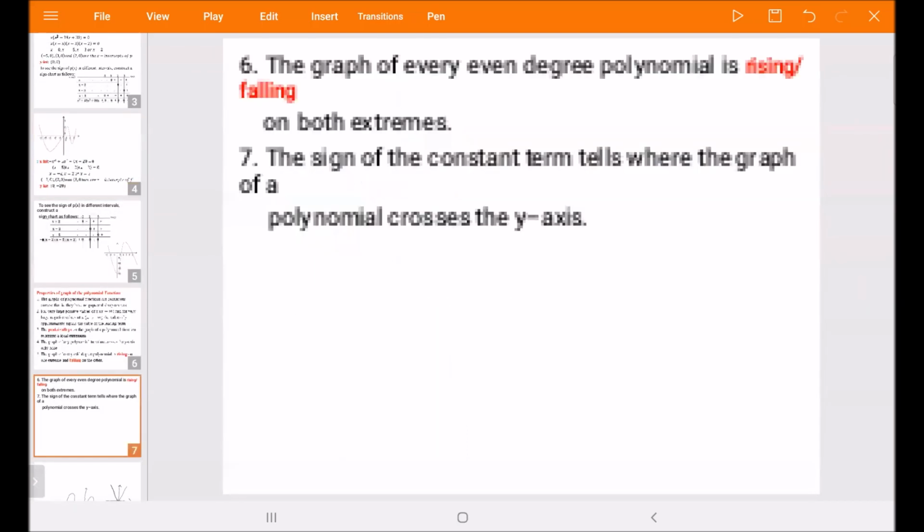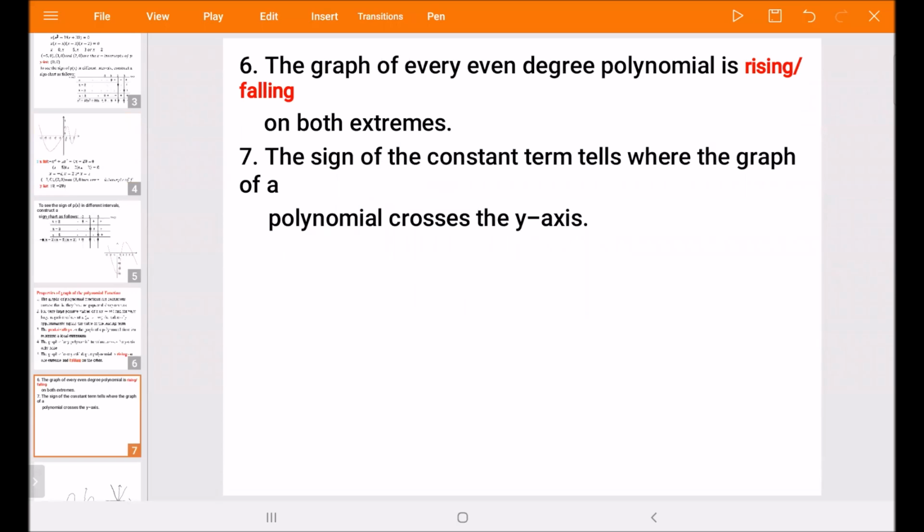And the final point for the day, the sign of the constant term tells where the graph of a polynomial crosses the y-axis. If the constant term of a polynomial is a negative number, then its graph crosses the y-axis below the origin. And if the constant term is a positive number, its graph crosses the y-axis above the origin. And if the constant term is equal to 0, then the graph of the given polynomial passes through the origin. That is what the seventh general property of a polynomial explains.